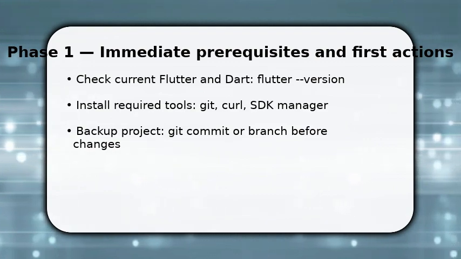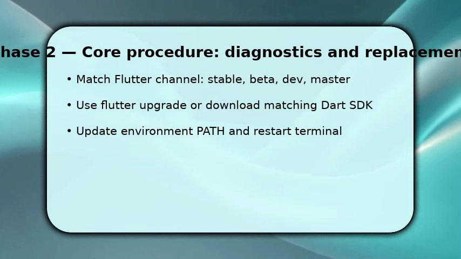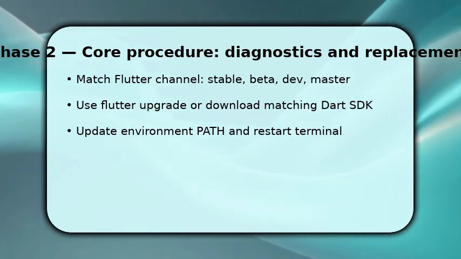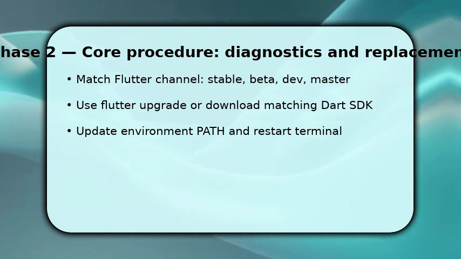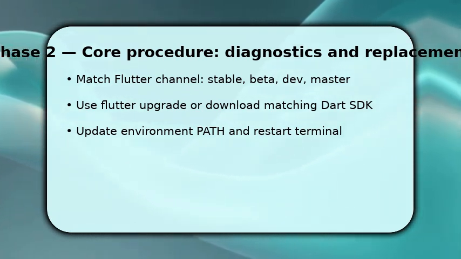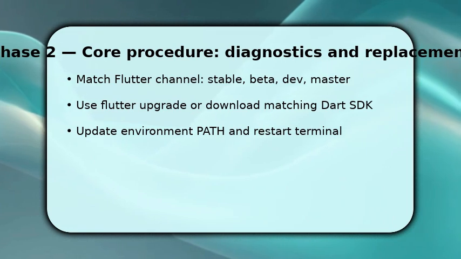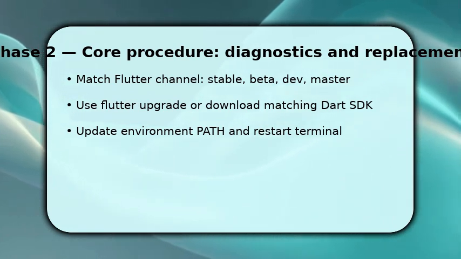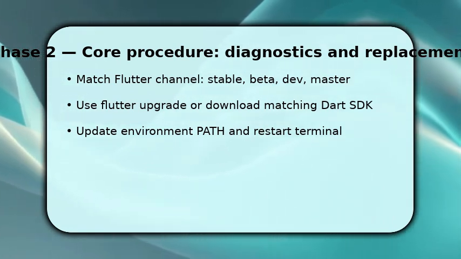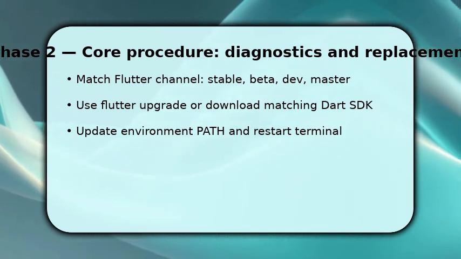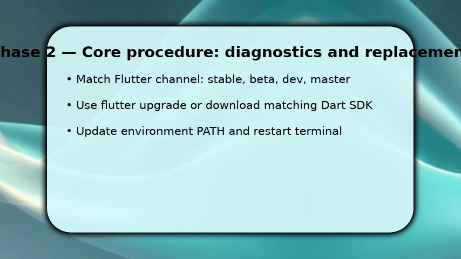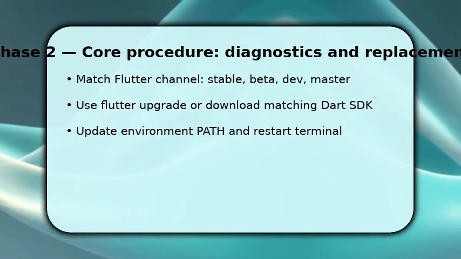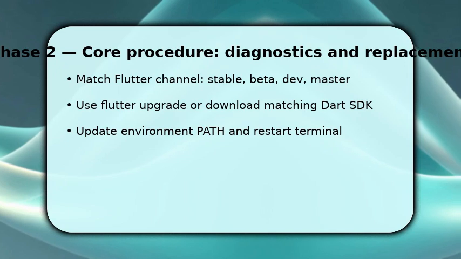You next obtain the new Dart SDK that matches your Flutter channel. If you use the stable channel, switch to it with flutter channel stable, then run flutter upgrade. Alternatively, download a standalone Dart SDK that matches your target Flutter. Once downloaded, update your path to prioritize the new Dart binary and restart your terminal so the shell picks it up. Make sure to run dart version and flutter version again. This verifies the binaries align and prevents mismatch.